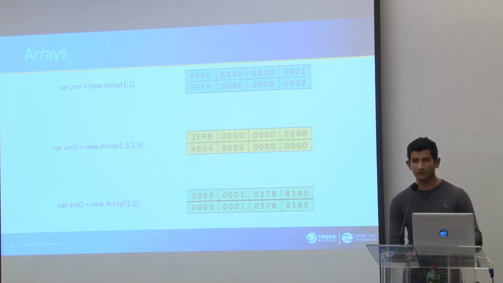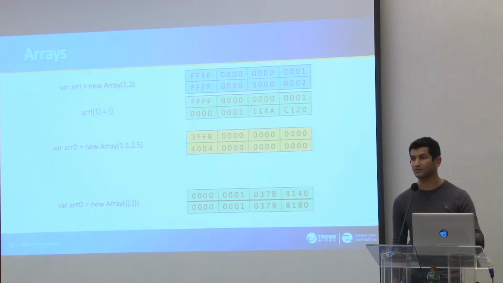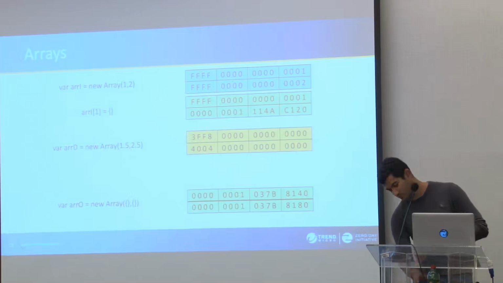And there are also transitions from one array type to another. So if we have this array with int32 and we write an object to it, then that first value is going to stay the same, but now this array is going to be considered an array with contiguous.